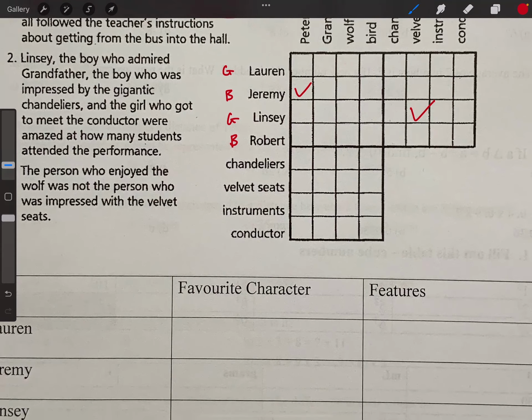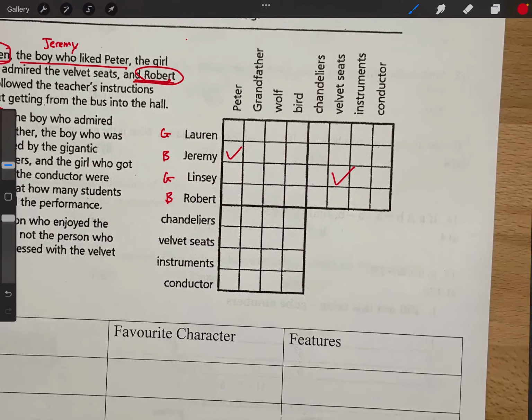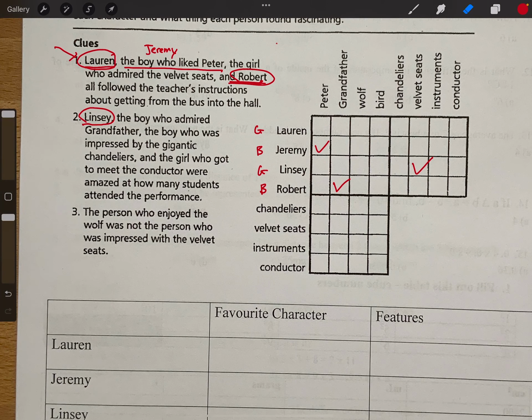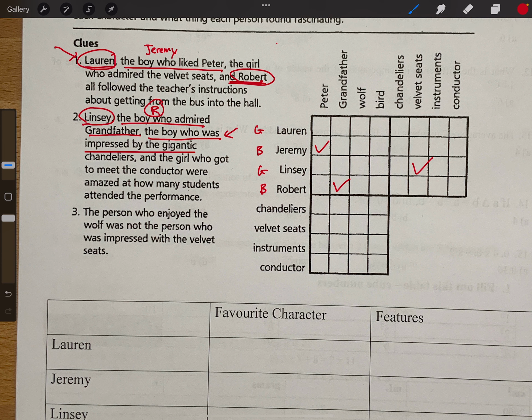Alright, second clue. Lindsay. So we have listed Lindsay. Okay. The boy who admired the grandfather. So who could be the one who admired the grandfather? And it's a boy. Can it be Jeremy? No, he already admired Peter. So that means the boy who admired the grandfather must be Robert. So Lindsay was first, then the boy who admired the grandfather, that's Robert. Then the boy who was impressed by the gigantic leap, that must be Jeremy, because the second person was already Robert. So the third person listed here is Jeremy.